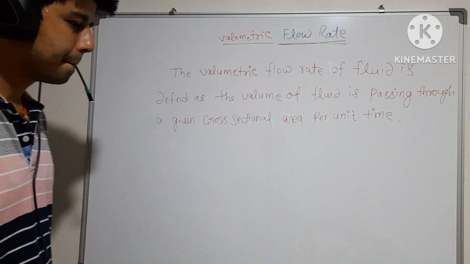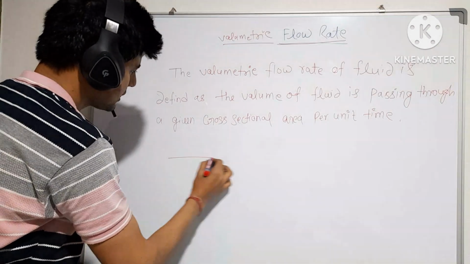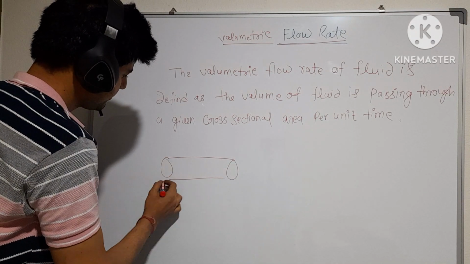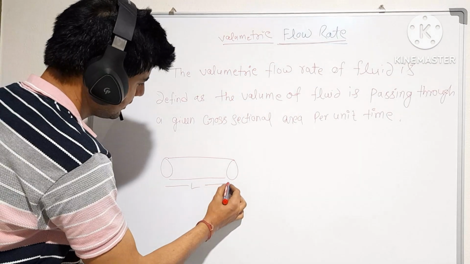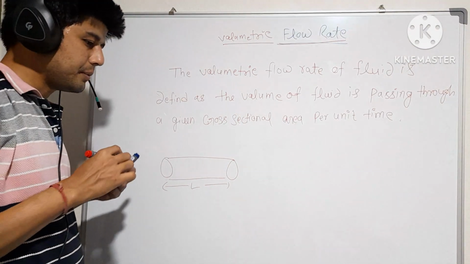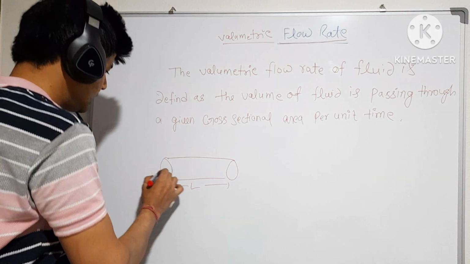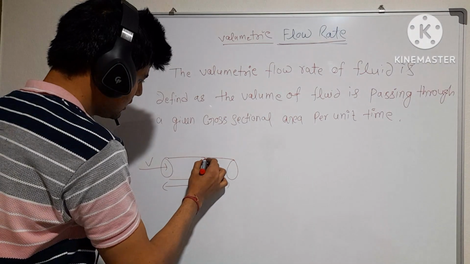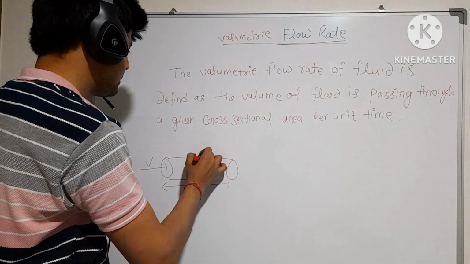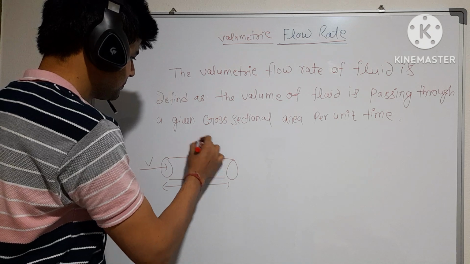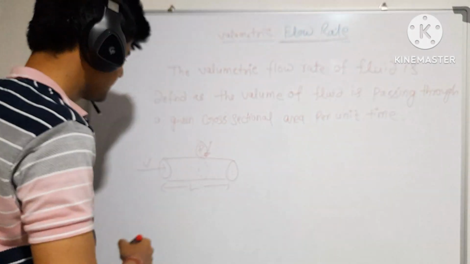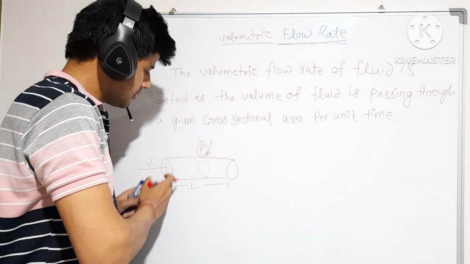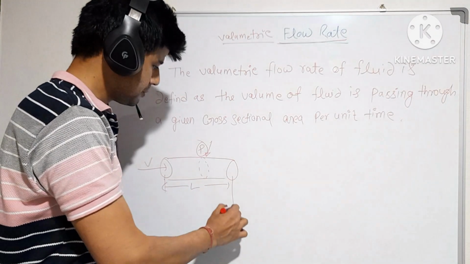It means, suppose that one pipe which length is L, and the volume passing through here is V. This cross-sectional area, suppose that P, I pointed here. Any fluid volume is passing through this pipe and covers this length, from this point to this point.